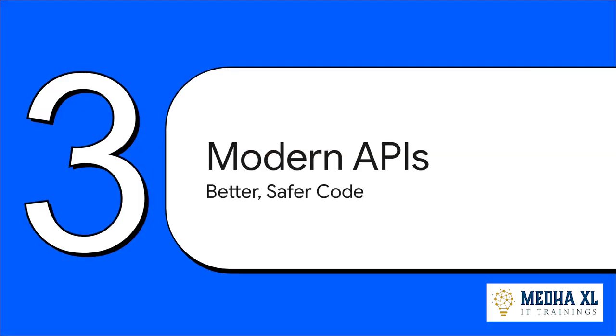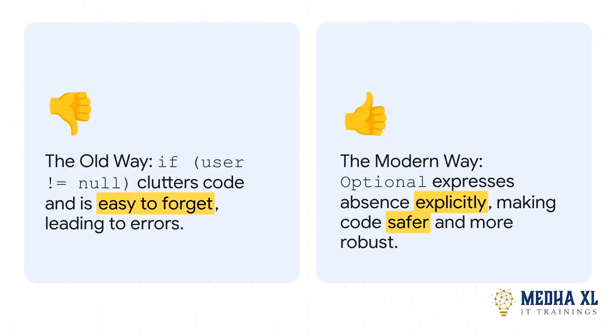All right, next up. Let's look at a couple of modern APIs that were specifically designed to solve some of the most common, frustrating problems developers face, helping us write fundamentally better and safer code. The null pointer exception, probably the number one headache for generations of Java developers. The old way to avoid it was to sprinkle your code with if something doesn't equal null checks everywhere. It's ugly, and worse, it's so easy to forget one.